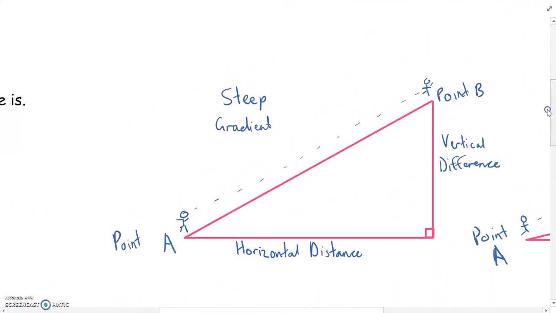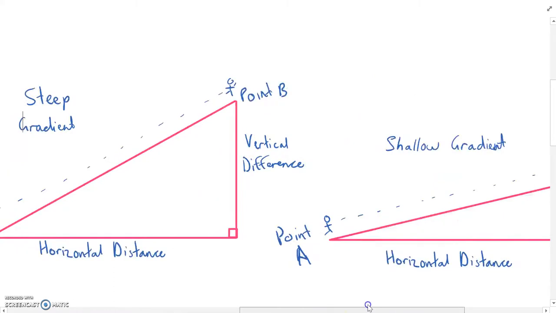With a little picture here, if we have a little person who wants to get all the way to the top of a hill, understanding the gradient is important to them, because if there's a big vertical difference between point A and point B, depending on how far they are away from each other, it could be a really steep climb for them. So a steep gradient means it'll be a very steep climb.